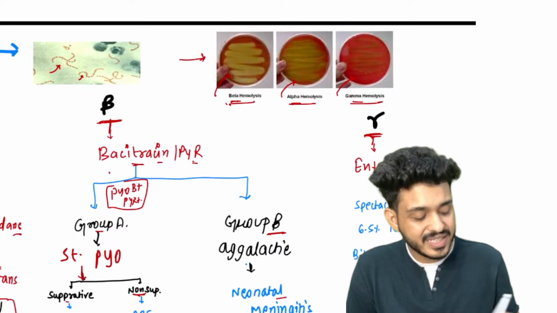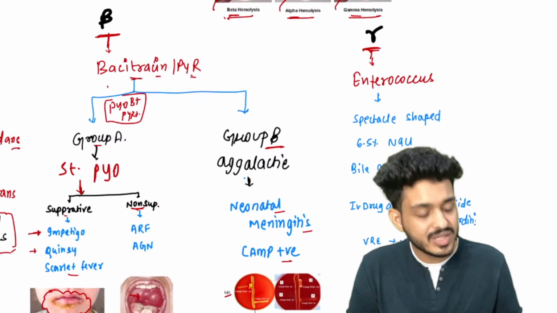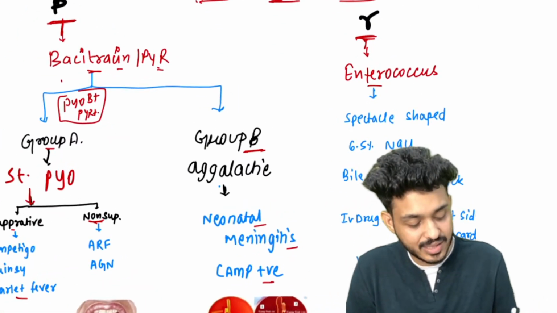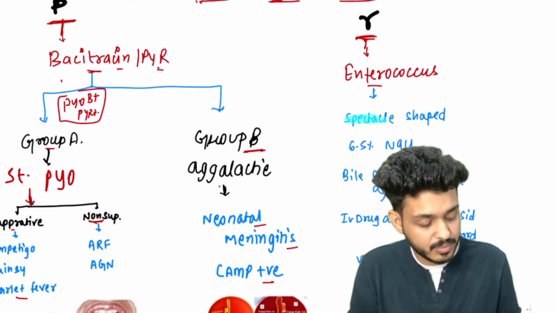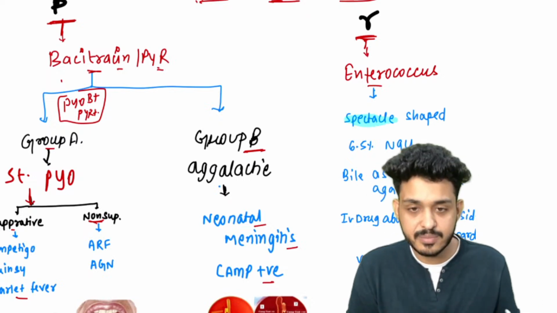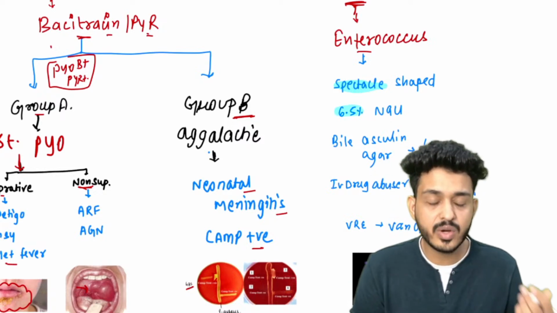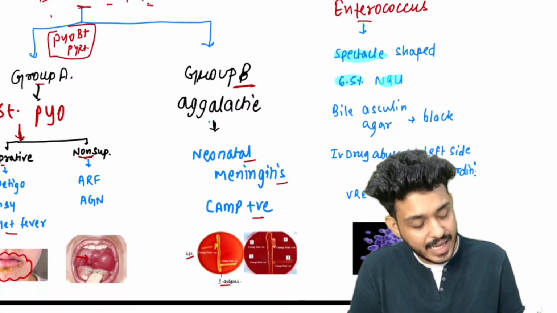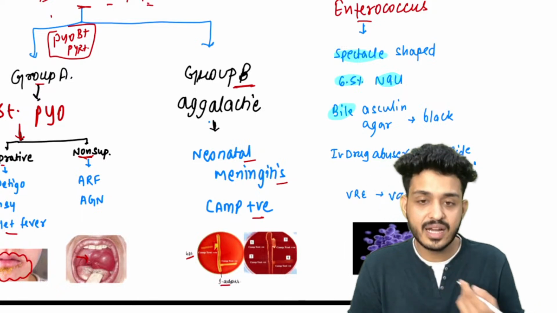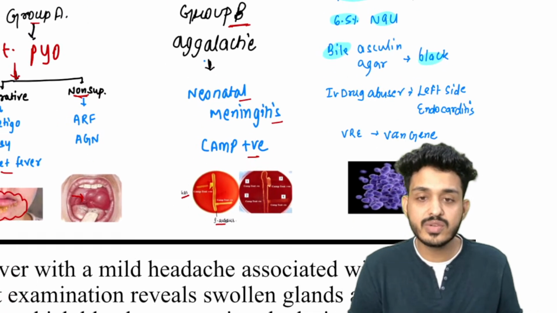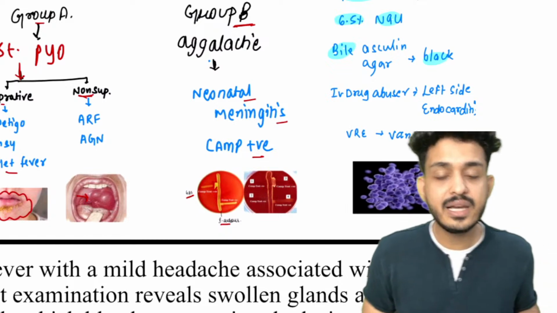Now we will be discussing the gamma. Gamma hemolysis is shown by enterococcus. The important lines that you have to remember from this: it is a spectacle shaped bacteria. Second, you have to remember it grows in 6.5% NaCl and bile. It can grow in that also. This one will give black color on bile esculin agar.